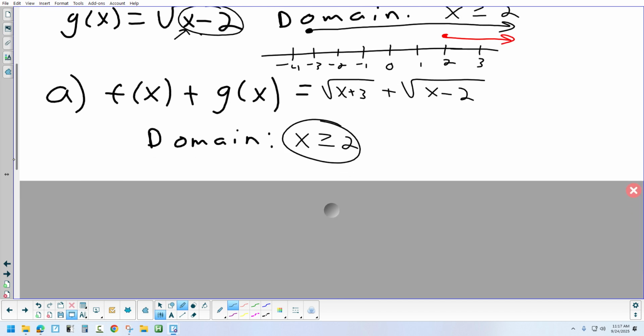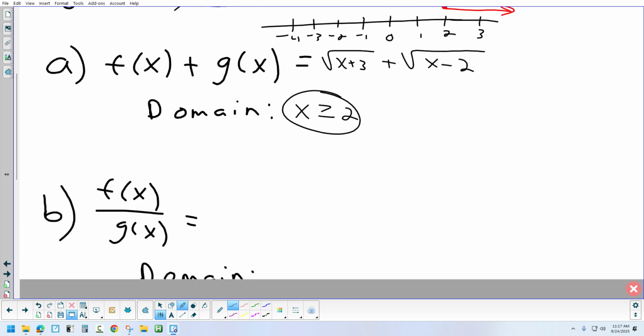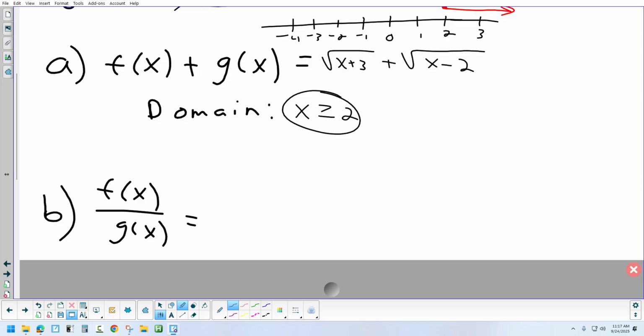Okay, let's try another one. This time let's do this one: f of x divided by g of x. Okay, first, how do you think we would write f of x over g of x?